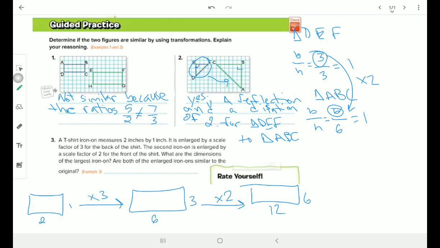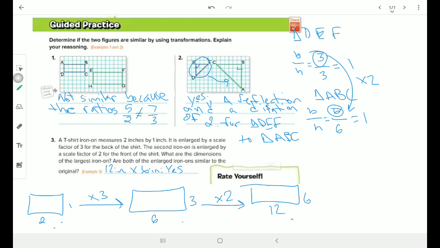So it says, what are the dimensions of the largest iron-on? Well, the largest dimensions are 12 inches by 6 inches. And it says, are both of the enlarged iron-ons similar to the original? Well, how do I get from 2 by 1 to 6 by 3? Well, I can multiply by 3, so those two are similar. How do I get from 2 by 1 to 12 by 6? Well, I can multiply those by 6. So yes, they are both similar.